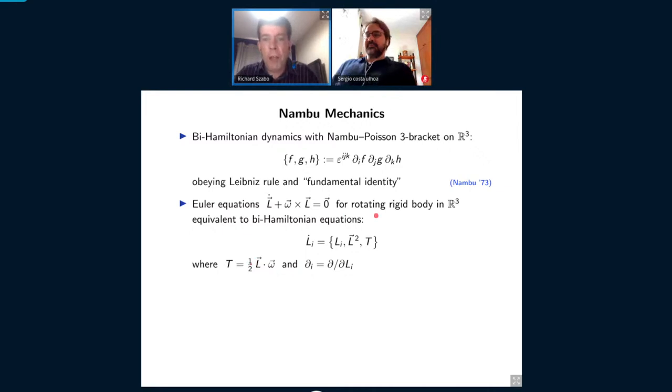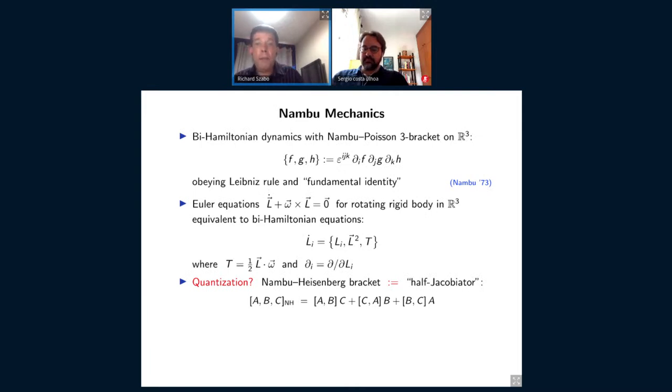So what Nambu showed was that the Euler equations can be written in terms of this bi-Hamiltonian form. That was the working example of what Nambu showed. Okay? Now you can ask about the quantization. So this is classical mechanics. What about quantization? So how do we quantize this?